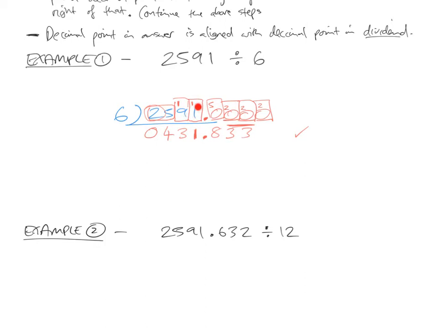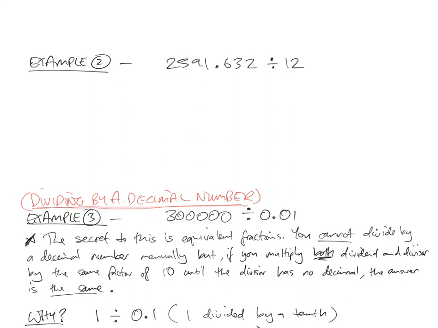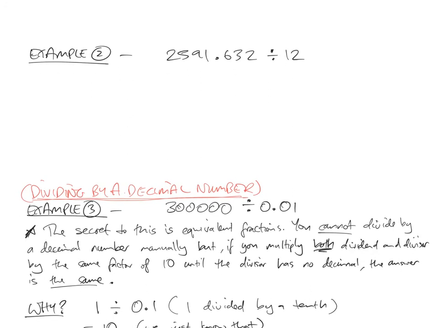I had remainders here, but no numbers left, so I added a decimal point, added zeros, and then carried the remainders over onto those zeros. Example 2, I want to show you what to do when you're dividing a decimal number.